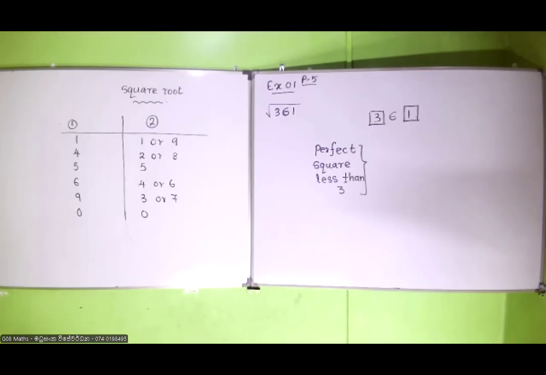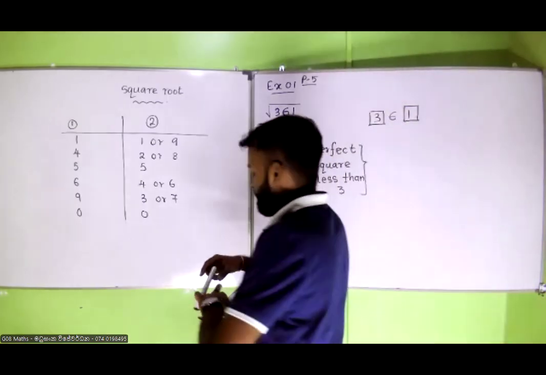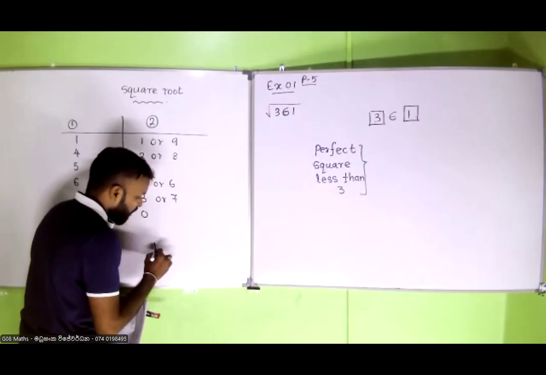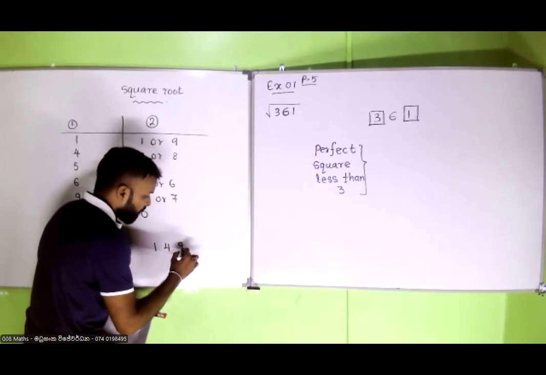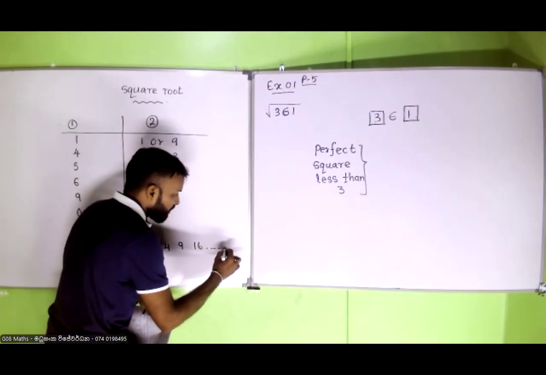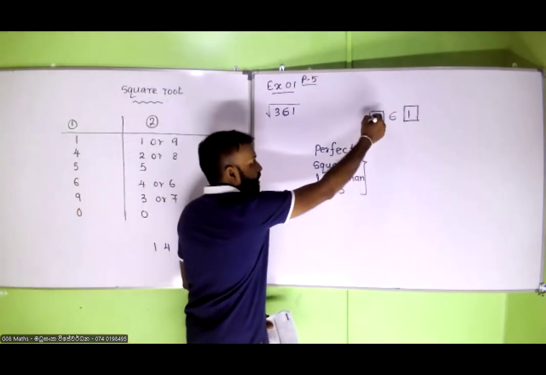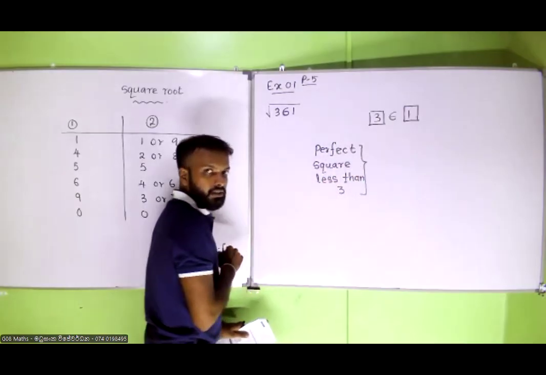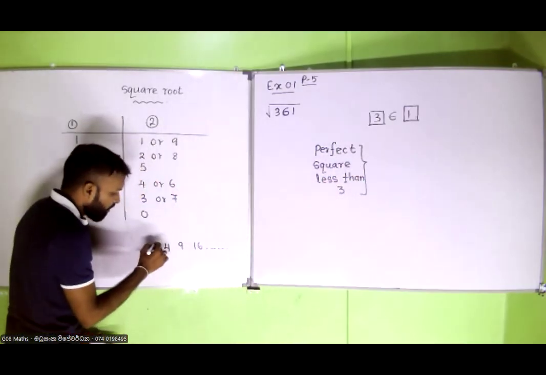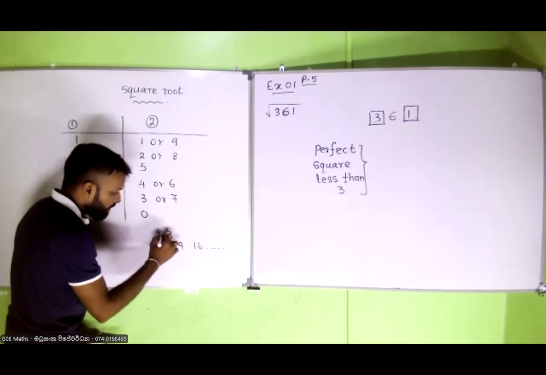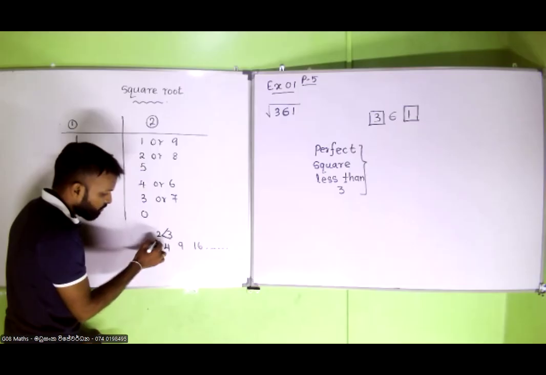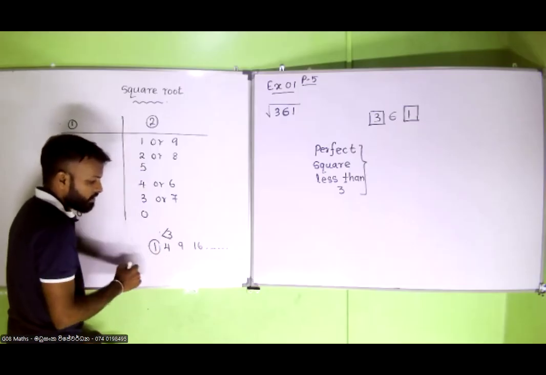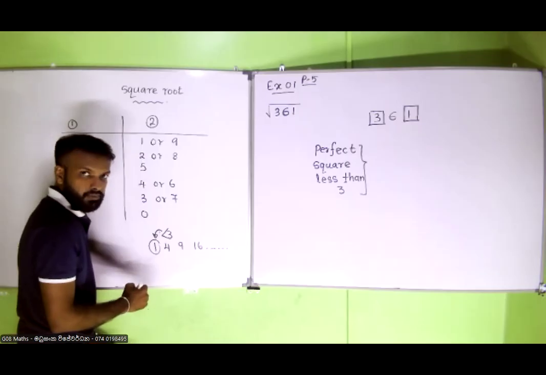Do you know the perfect squares? 1, 4, 9, 16 and so forth. Now here you have 3, and we need the perfect square less than 3. Here we have 1, 2, 3. Less than 3, the perfect square is 1.